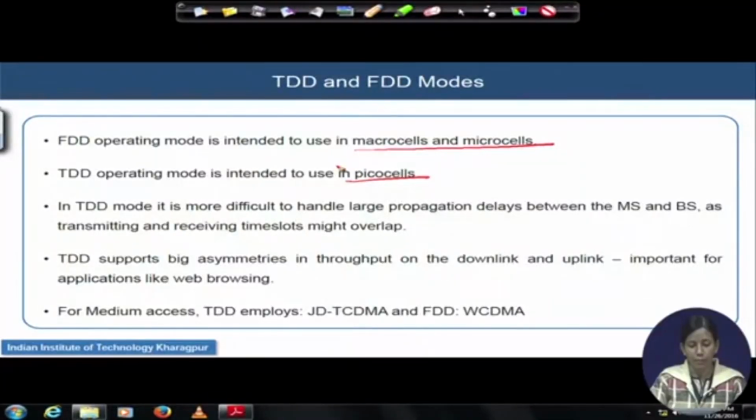And for medium access, when it is a TDD mode, time division duplexing going on, the medium access technology will be joint detection time division code division multiple access. And if it is an FDD mode going on, definitely we will prefer to go ahead with the WCDMA, or wideband code division multiple access based transmission mode.